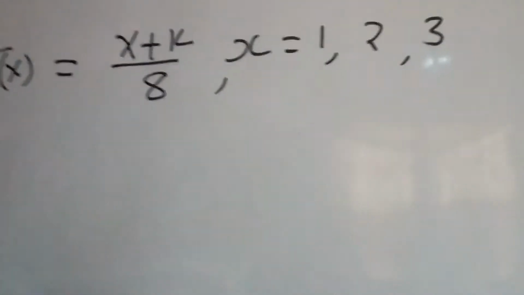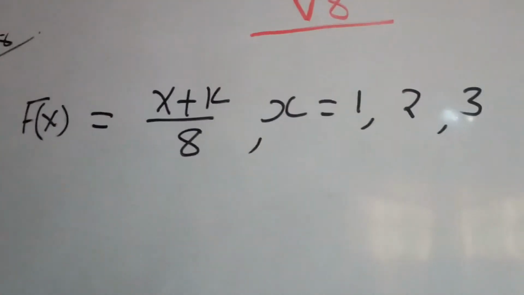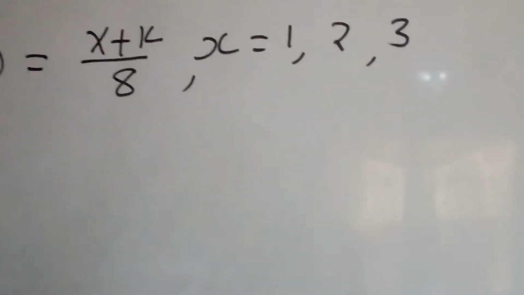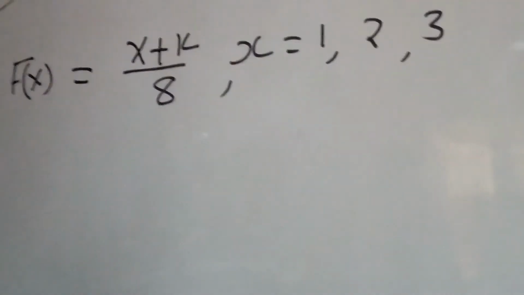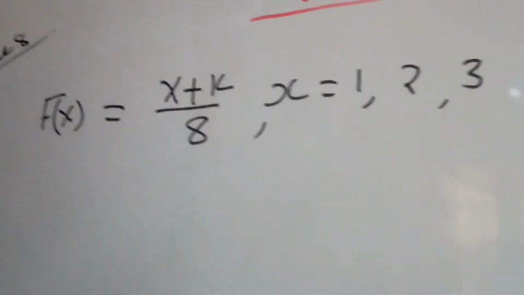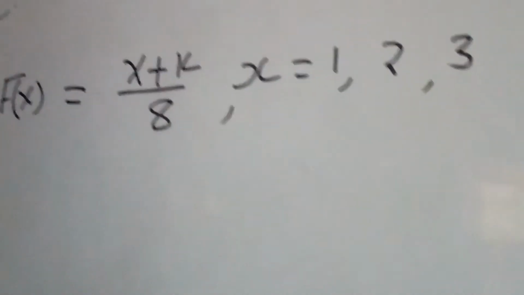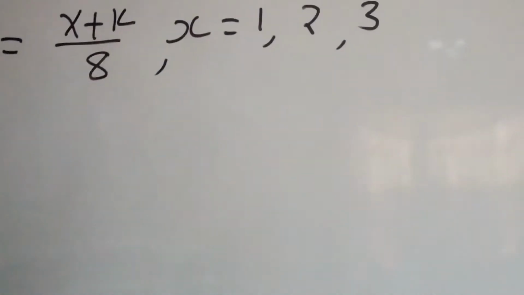The first step is to find the value of k. This question has 4 steps. It has part A all the way to part D.